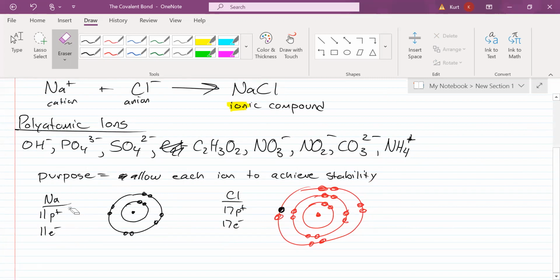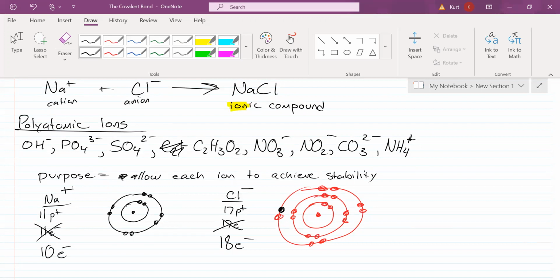stable. But because of that change, sodium loses an electron, so now it has 10 electrons, and chlorine gains an electron, so now it has 18. Because chlorine has one more electron than protons, it will have a -1 charge, and its name changes from chlorine to chloride. Sodium goes from having an equal amount of protons to electrons to one more proton than electrons, so it will have a positive charge, and it will just be called a sodium ion. Because these two are now charged, they're going to attract each other. And because sodium is +1 and chloride is -1, they're going to equal each other out at a 1-to-1 ratio.